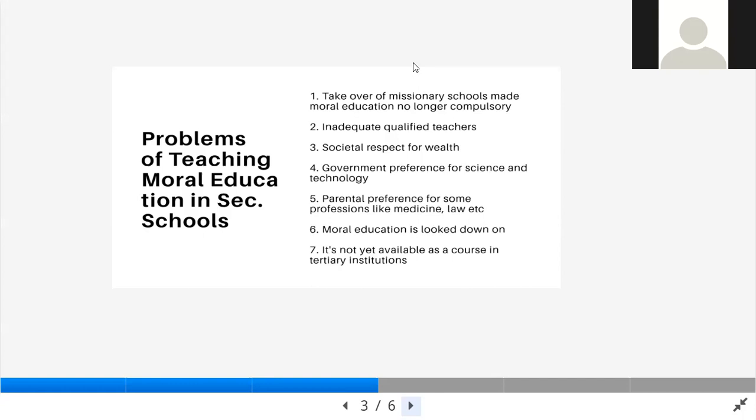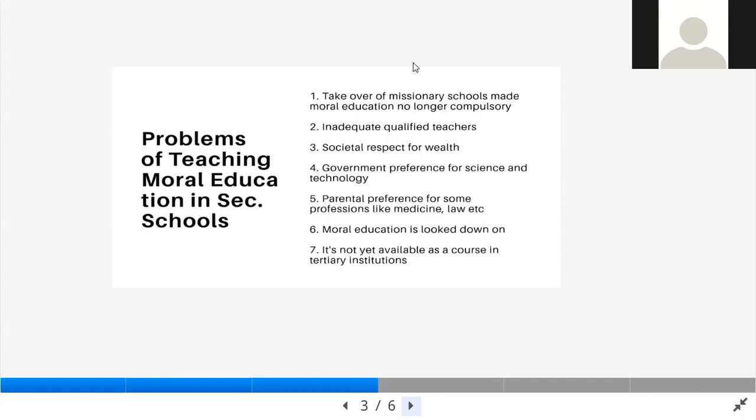Another problem is parental preference for some professions like medicine. Some parents will say, I want my child to read medicine. Make sure you read law, make sure you read engineering, go for computer or computer engineering, or go for other subjects, and they're paying little or no attention to moral education. So that is another challenge. And moral education is being looked down on these days. That's one of the challenges of learning and teaching moral education in school. Again, it's not yet available as a course in tertiary institutions.